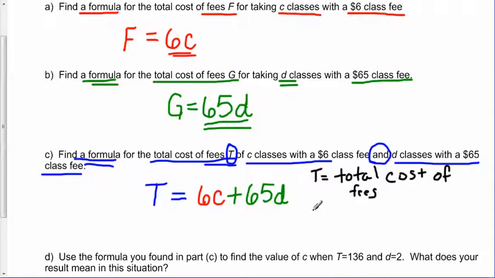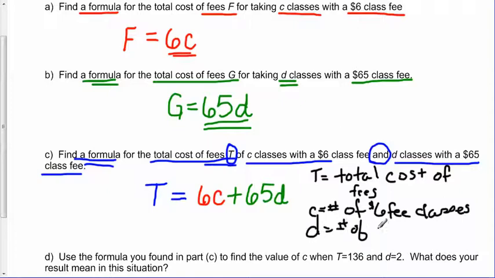And what was C? C was the number of $6 fee classes. It's really important that we're able to say what our variables represent. And D is the number of $65 fee classes.